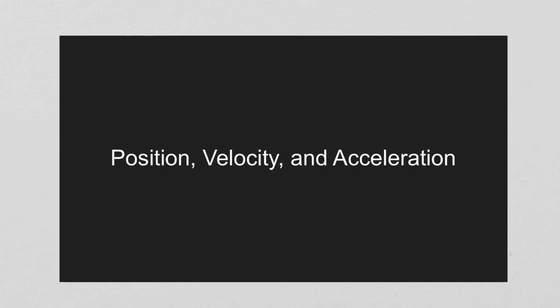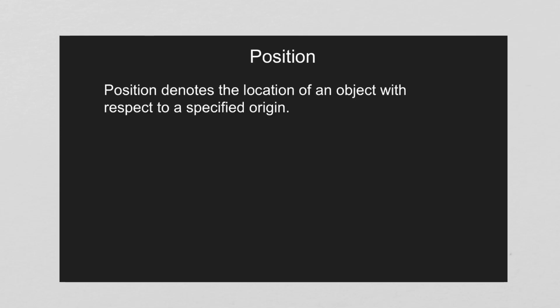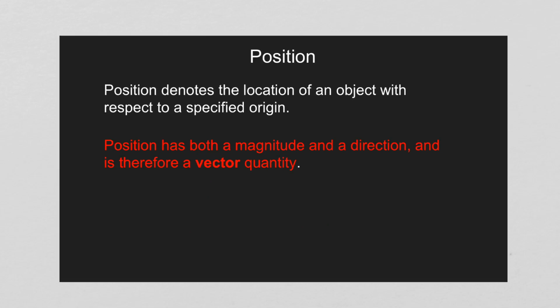Welcome to your first video on position, velocity, and acceleration. Position refers to the location of an object with respect to an origin, and who gets to pick the origin in this class? You do, because you're important. Now it has both magnitude and direction, and is therefore a vector.